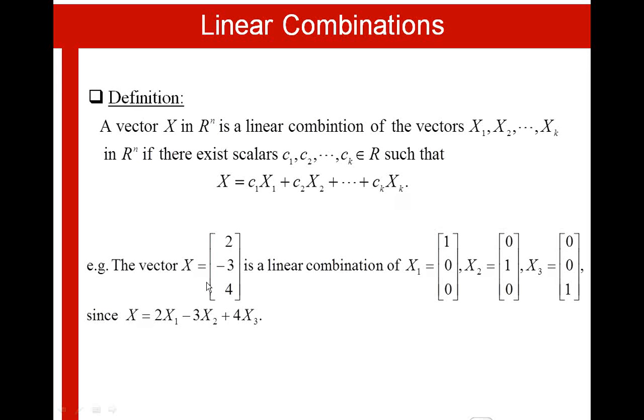Example: the vector x in R3, which has three components, 2, minus 3, 4, is a linear combination of the vectors x1, x2, and x3. How? Since x can be written as such: x is 2 times x1 minus 3 times x2 plus 4 times x3. In other words, c1 is 2, c2 is minus 3, and c3 is 4.